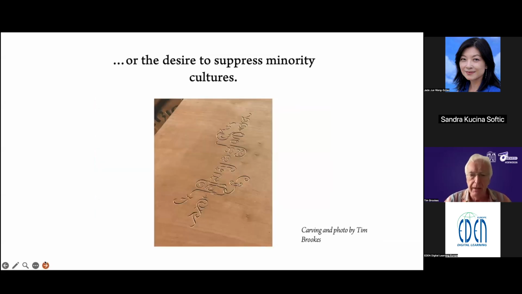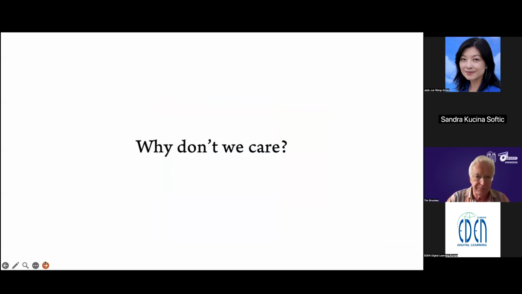And this is another example of a very early use of the Cham script. And as I say, the desire to suppress minority cultures, having overrun the Cham people, then the Cham script was systematically suppressed and destroyed. And as you can see from this carving of mine, it's sort of carving in progress. This is just unbelievably beautiful.